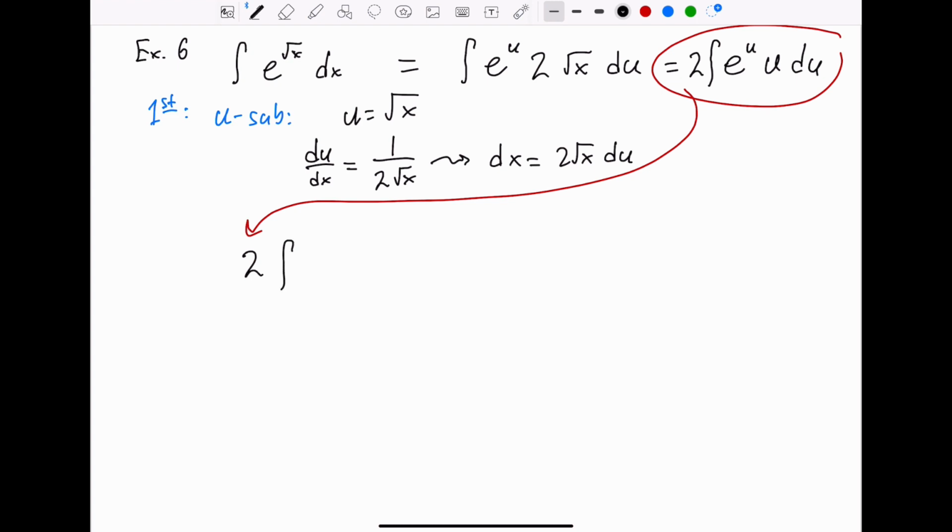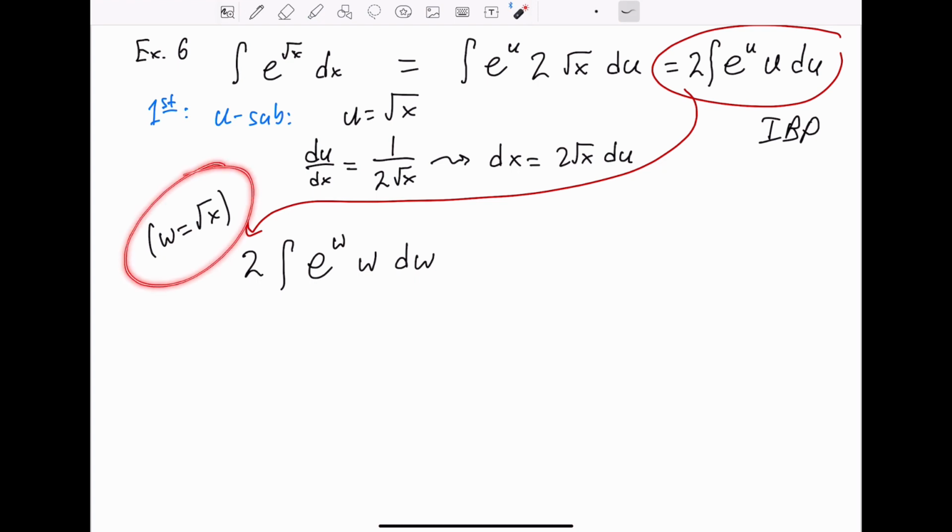We will solve this using integration by parts. And since we already have a u in this expression, and we use the variable name u for integration by parts, this could be confusing. So let's just rename the variable to be something else. Let's use w. E to the w times w dw. And w is just the name that we're replacing for u. So w also equals square root of x. Let's just note that here. W equals square root of x. At the very end of the problem, we want to write the entire problem back in terms of x.